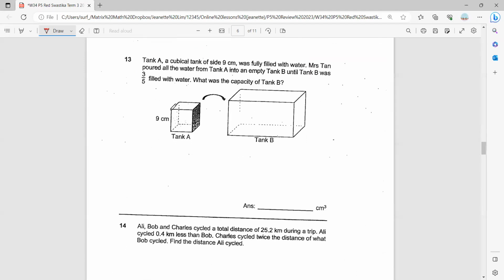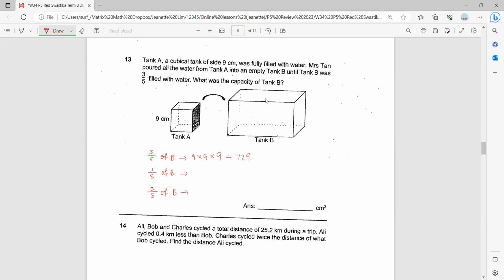Question 13. Tank A, which is a cube of side 9 cm, is fully filled with water. Miss Tan poured all the water from A into B until B was 3/5 filled with water. What's the capacity of B? So B is 3/5 filled with water. I'll find the volume of A, which is 9 times 9 times 9. You should get 729. You want to find the capacity of B, which is the whole thing.